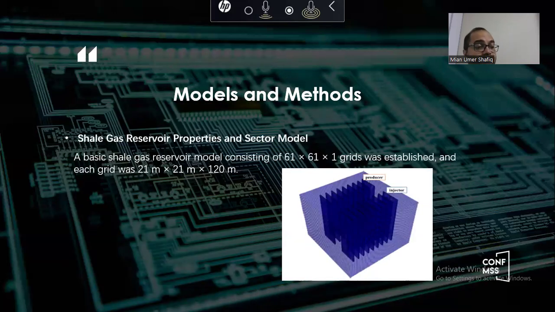So initially, we make a model. This is a simple, basic shale gas model consisting of 61 by 61 by 1 grid, and each grid cell was 21 meters by 120 meters. That's the model we prepared. The top of this model is basically at 2,600 meters. The formation temperature is 70 degrees centigrade and the pressure is 30 megapascals. And using this model, we are going to do the simulation.